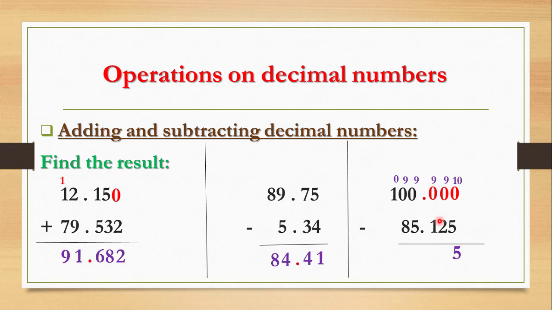9 minus 2 is 7. 9 minus 1 is 8. Now put the decimal point. 9 minus 5 is 4. 9 minus 8, 1. And that's all. So the result is 14.875. Okay, it's very easy.